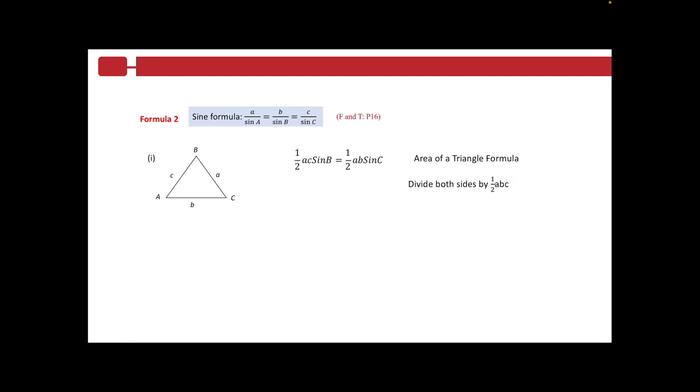We now divide both sides by a half abc, and we're left with sine B over b equals sine C over c. Flipping this gives us b over sine B equals c over sine C. And similarly, a over sine A will equal b over sine B. Therefore, a over sine A equals b over sine B, which equals c over sine C. Please pause the video and take down this proof.